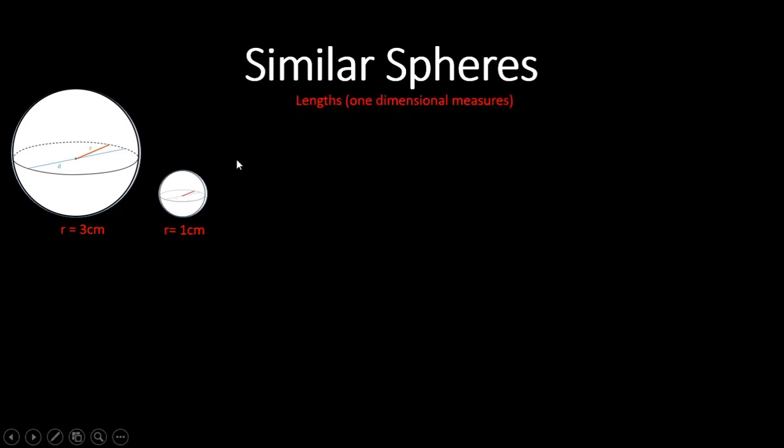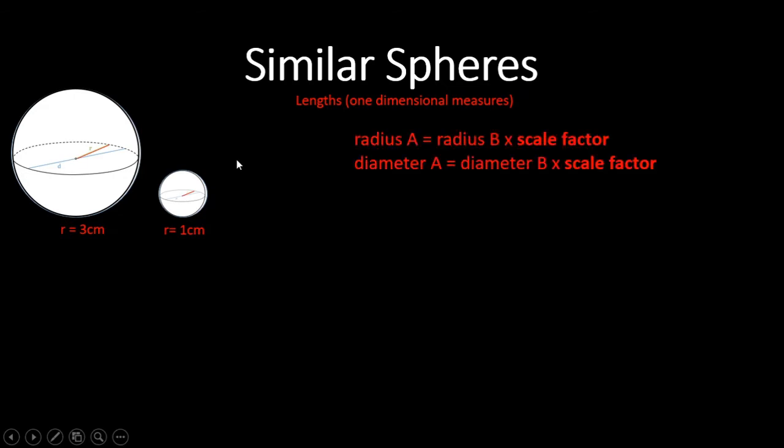So, thinking one-dimensionally again when we're talking about our radiuses, the radius of A, so the bigger one, is equal to the radius of B times some scale factor. Again, I could have put it the other way around for you, but I'm trying to keep this simple, making that scale factor clear and obviously the whole number 3. If I times this radius of 1 by the scale factor 3, I get the radius of 3.